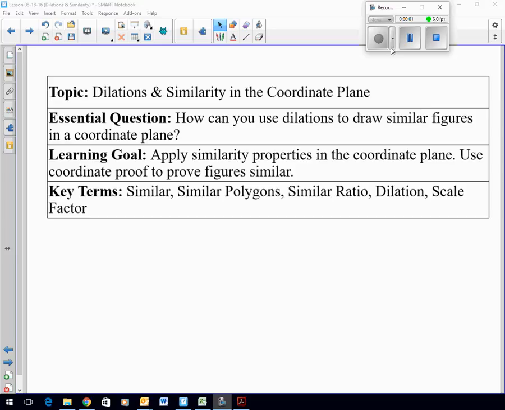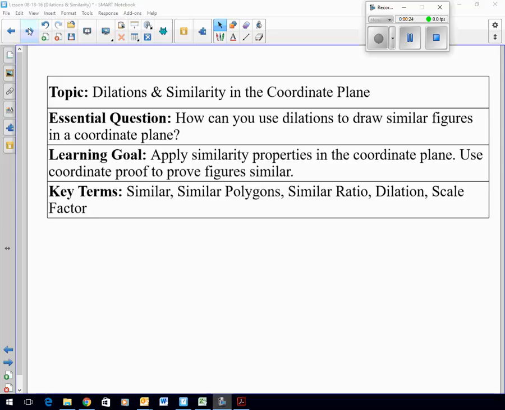Real quick, let's talk about this. Today we're going to be talking about dilations and similarity in the coordinate plane. I'm going to ask you guys, how can you use dilations to draw similar figures on the coordinate plane? We're going to apply similarity properties in the coordinate plane. Use coordinate proof to prove figures are similar. We're going to talk about similar polygons, similar ratio, dilation, and scale factor.